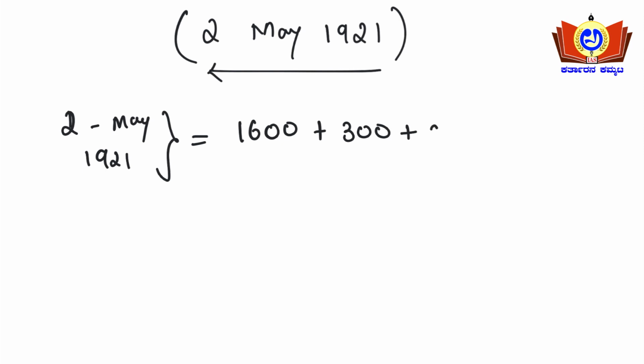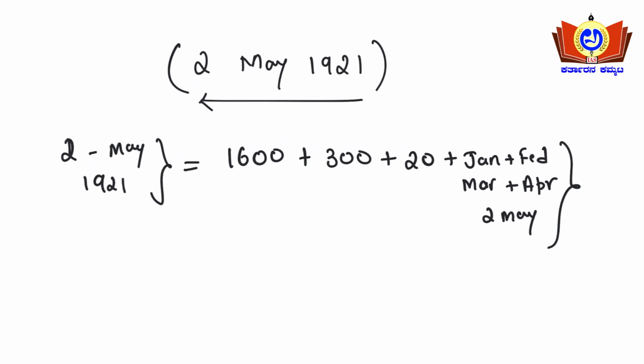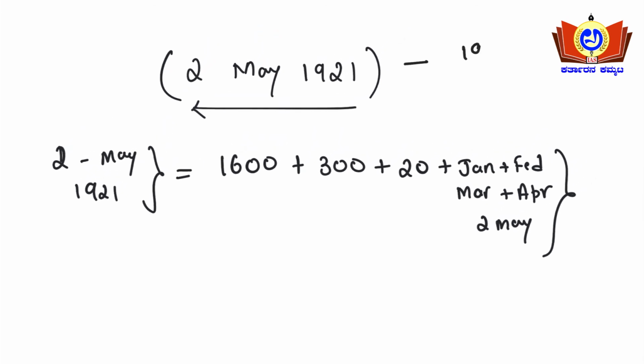So plus 20 years. So plus, in that 21st year, January is there, plus February, plus March, April, and till 2nd May. Okay, before that what you need to do is calculate whether this 1921 is a leap year or not. So we take the last 2 digits, 21 divided by 4. Whether it goes? No, it doesn't go. Hence it is not a leap year.